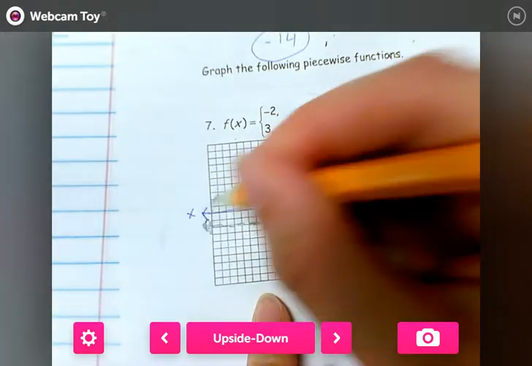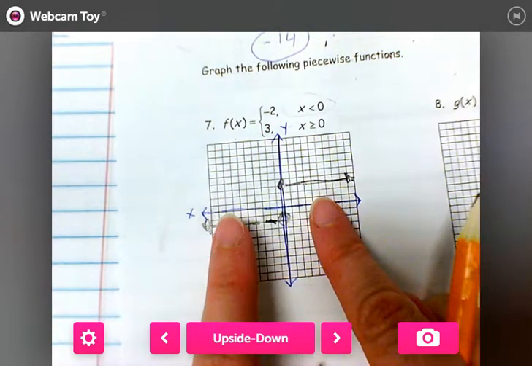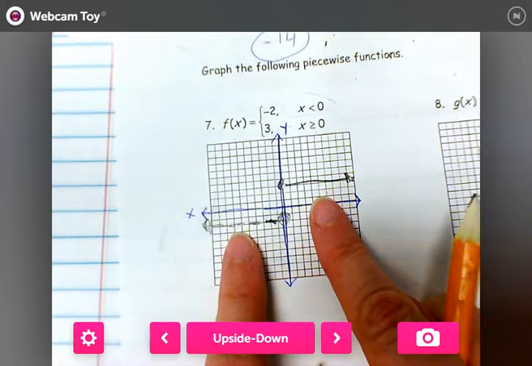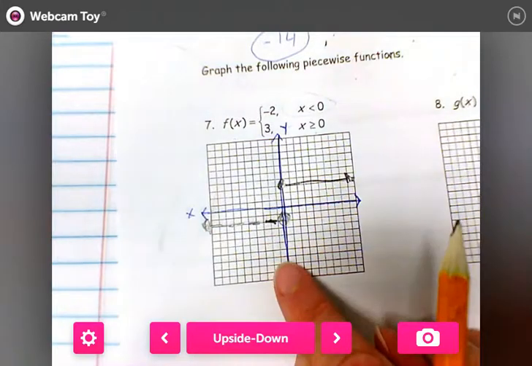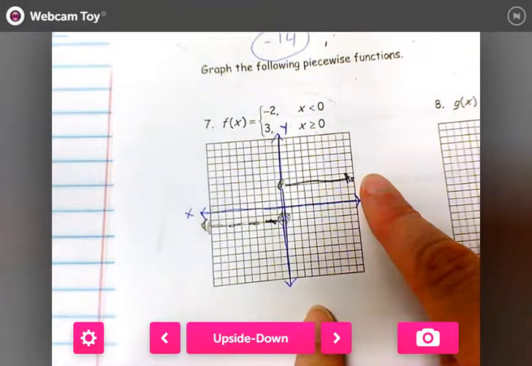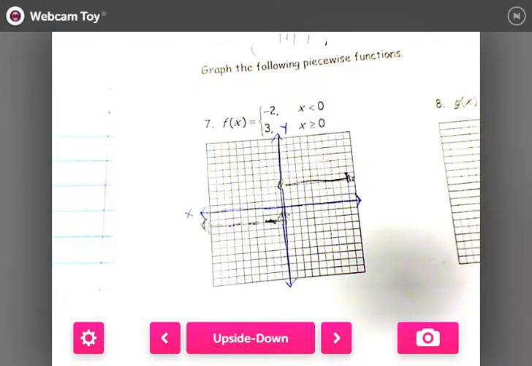Okay? This is where we really show you about piecewise because it's in pieces. We've got down here less than 0, I get -2. 0 or greater, I get 3. Okay? Yes. Okay.